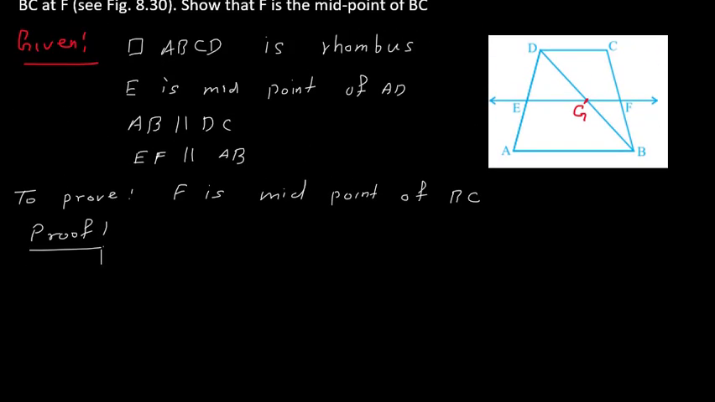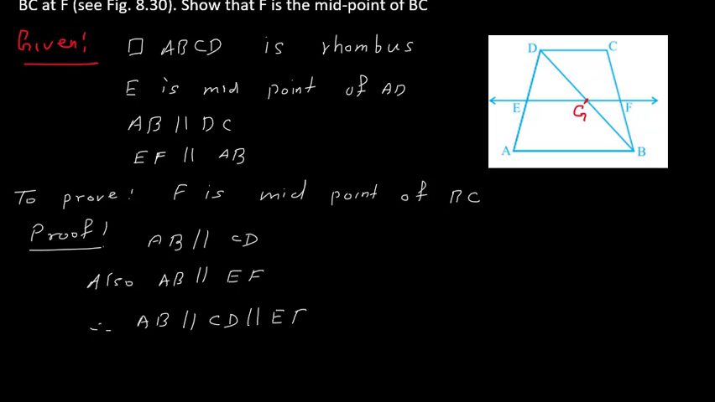In the proof, I will say AB is parallel to CD. Also, AB is parallel to EF. Therefore, AB is parallel to CD is parallel to EF. So all these three sides are parallel to one another. Let us consider this as equation 1.